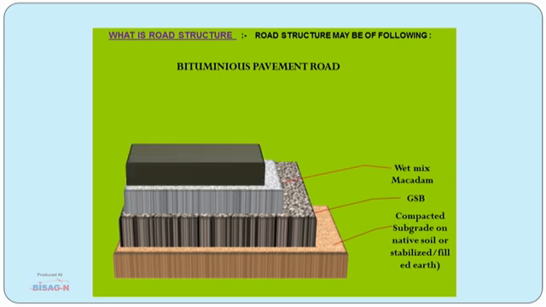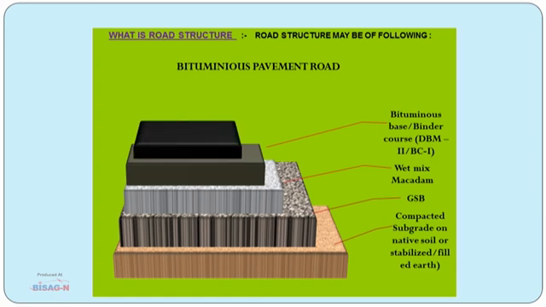The next layer is the binder course. The binder course may be DBM, dense bituminous macadam, or bituminous concrete grade 1. The binder course is the intermediate layer between the subbase course and the wearing course. It consists of mineral aggregate and appropriate bitumen binder mixed in a hot mix plant and laid with a mechanized paver. The uppermost part of the pavement is called the wearing course.